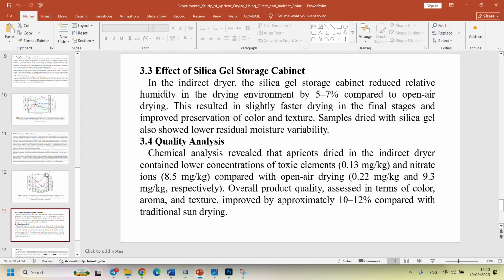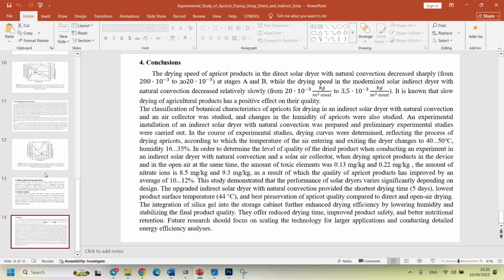On this page of the presentation, we give the effect of the silica gel storage cabinet. In the indirect solar dryer, the silica gel storage cabinet reduced the humidity in the drying environment by 5 to 7% compared to open air drying. The result is slightly faster drying in the final stage and improved preservation of color and texture. Samples dried with the silica gel showed lower residual moisture.